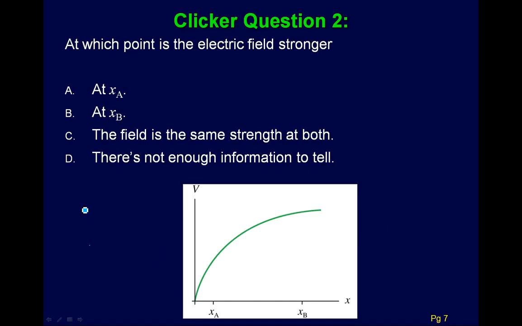All right, here's another example question. At which point is the electric field stronger? We're given a plot of the potential versus position, and we're interested in these two points, x sub a and x sub b. So think about this one and let us know what you think. All right, I got x sub a, so let's look at this.